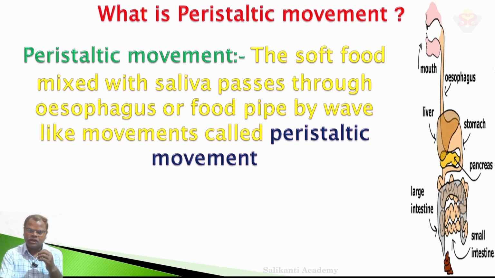Peristaltic movement: the soft food mixed with saliva passes through the esophagus or food pipe by wave-like movements called peristaltic movement. From the esophagus to the anus, the food moves from esophagus to stomach, stomach to small intestine, to large intestine, and from large intestine to the outside through the anus. All this movement is peristaltic movement. These are involuntary movements. We are not able to control this movement. So children, students, remember this peristaltic movement.